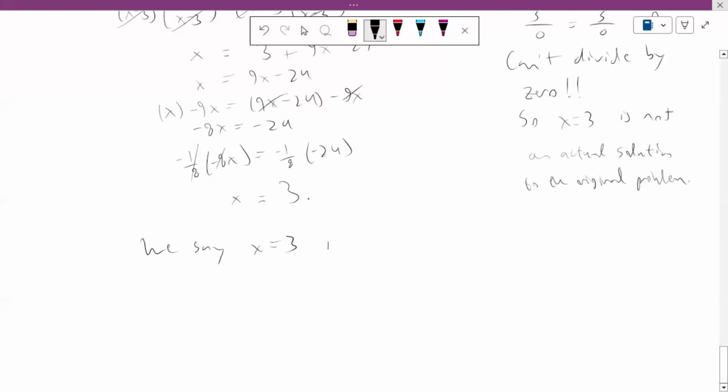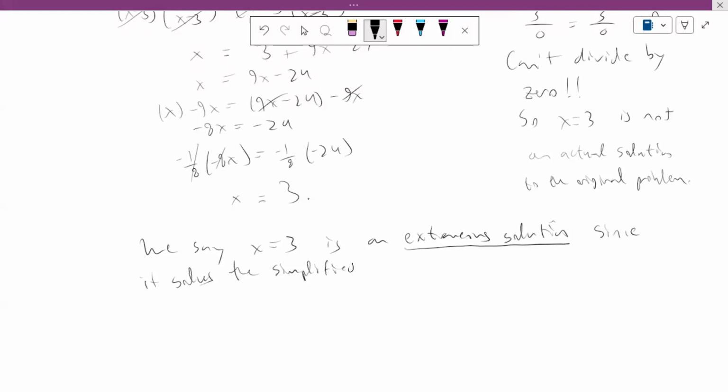So we say x equals 3 is an extraneous solution. Extraneous solution. Cross that out. Extraneous solution, since it solves the simplified problem, but not the original problem. Okay, so that's what it means to be extraneous. And that can happen anytime that we're multiplying or dividing by a function of x. Okay, fair enough. All right.